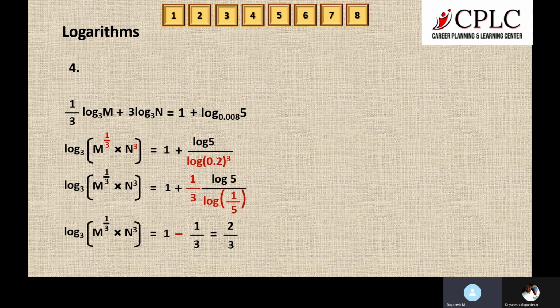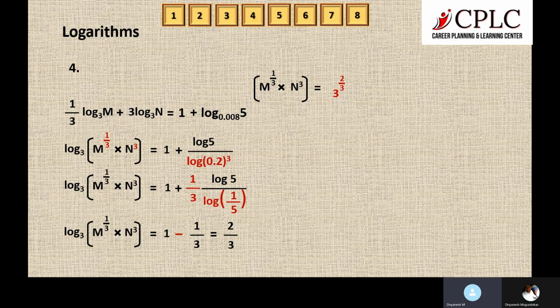So whatever is the base of the log, you are going to raise to that on the right side. The base is 3. So when you get rid of the log and convert it to index form, you will get m raised to 1 by 3 into n cube is equal to 3 raised to 2 by 3. Why 3 raised to 2 by 3? Because 3 was the base of the log on the left side, if you can see.